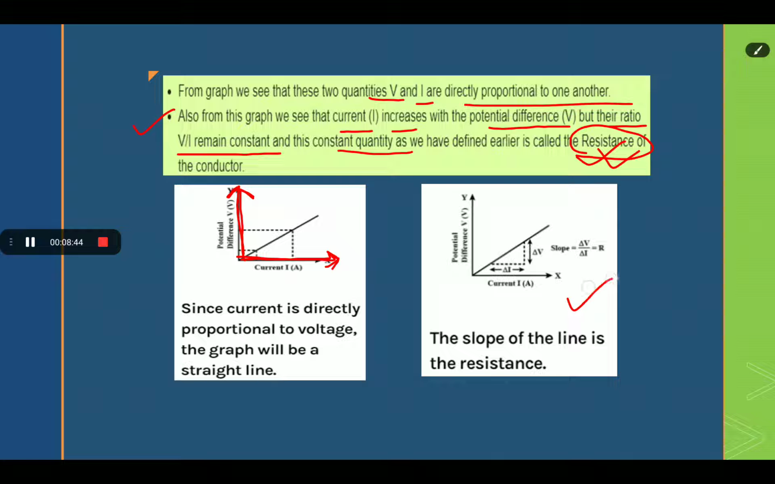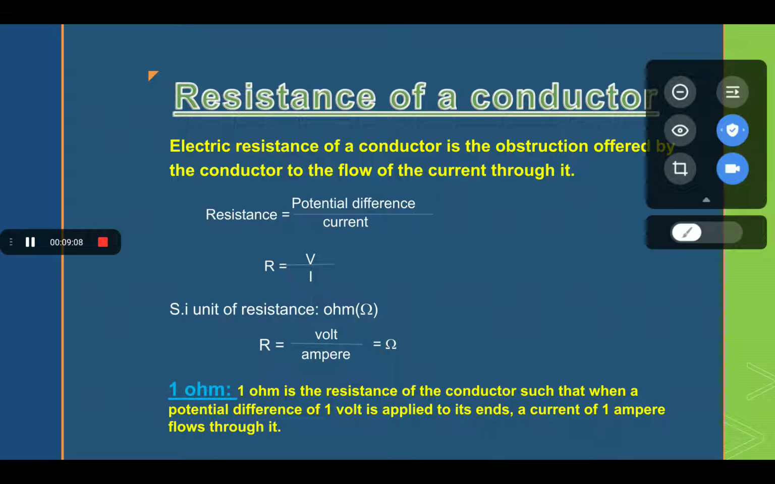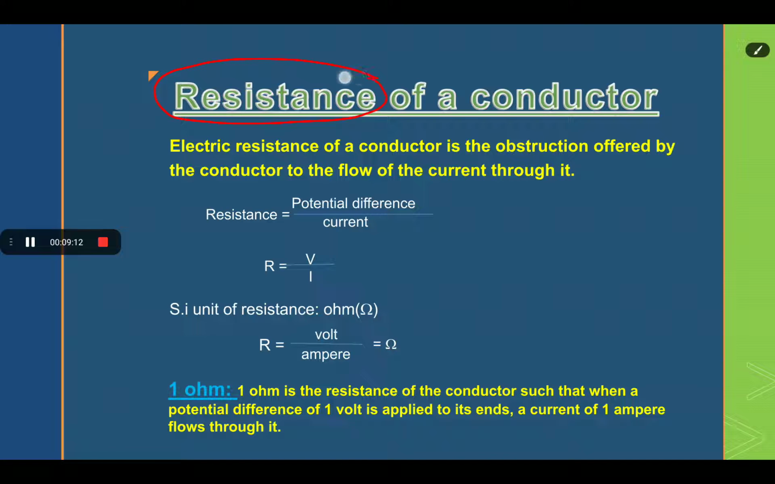Now we know how to find the slope of the curve. As you can see here, the slope of the line is solved like this: slope is equal to potential difference by current, and this potential difference by current is defined earlier as the resistance. So the slope of the line is actually the resistance of the conductor. Now in the next slide, here comes the resistance of a conductor.